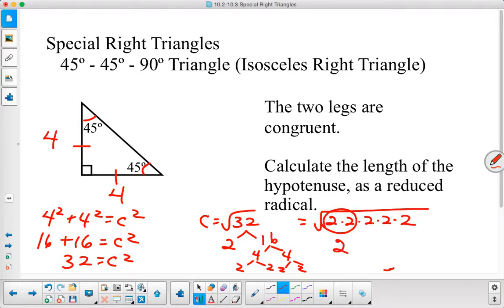Okay, so there's a 2 that goes out. There's another 2 that goes out. And there's a 2 that doesn't have a partner. So we end up with 4 times the square root of 2. Remember on the last one I had 3 and 3, and 3 times the square root of 2 was the hypotenuse. Here the legs were 4 and 4, and 4 times the square root of 2. There's a pattern of what the hypotenuse always comes out to be in this type of triangle. It always is whatever the leg length is multiplied by the square root of 2.